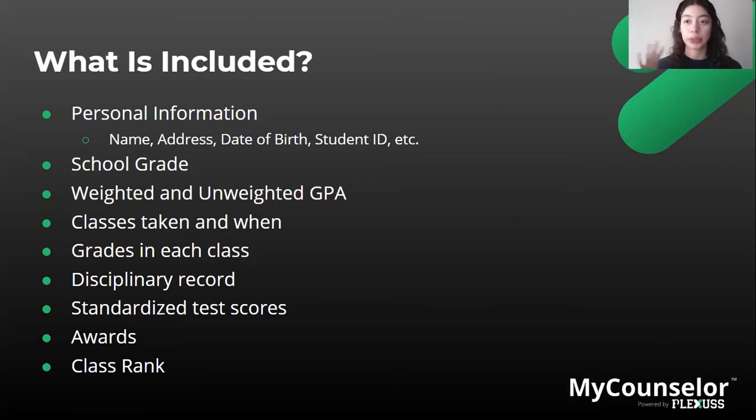It is usually separated by sections. You will have the grades that you have received in each class. For the grades that you are currently taking, it will usually say something like in progress. Your disciplinary record, which is your behavioral record, standardized test scores, for example, like the SAT and the ACT scores, awards, that will be like any academic achievements that you have received, and class rank. Not all of these points are going to be included on your high school transcript. However, it is possible.